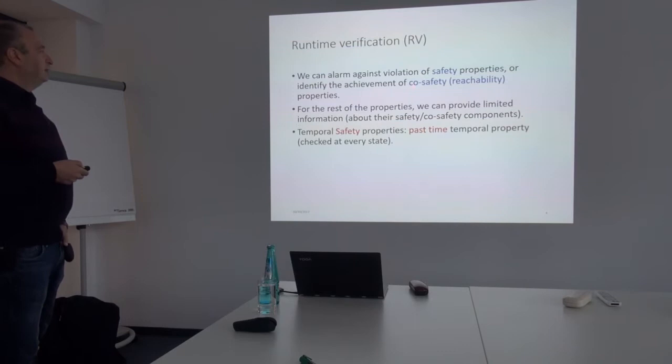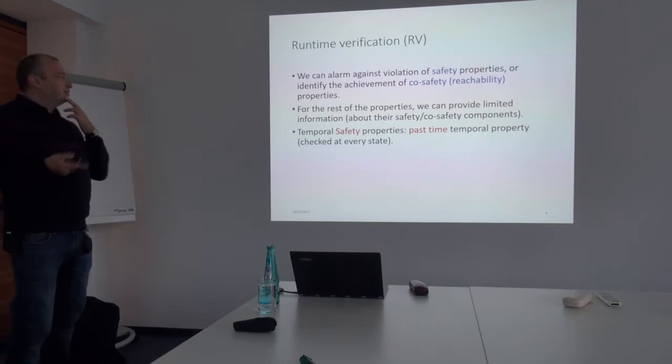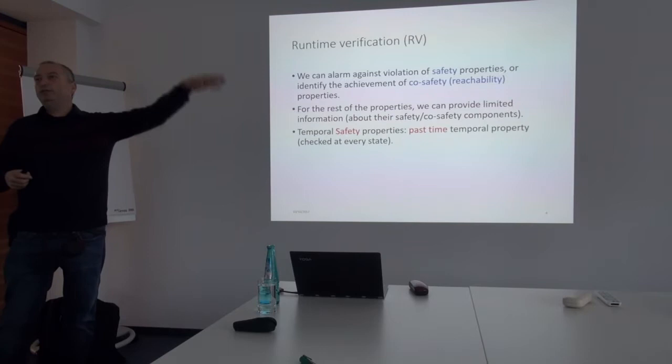And the rest of the properties, I can have some partial information. Maybe I can say something about their safety and co-safety component. So for that, I'm going to work only with safety properties. I don't want to know that eventually R, I want to know that always Q. And Q is something complicated about the past.